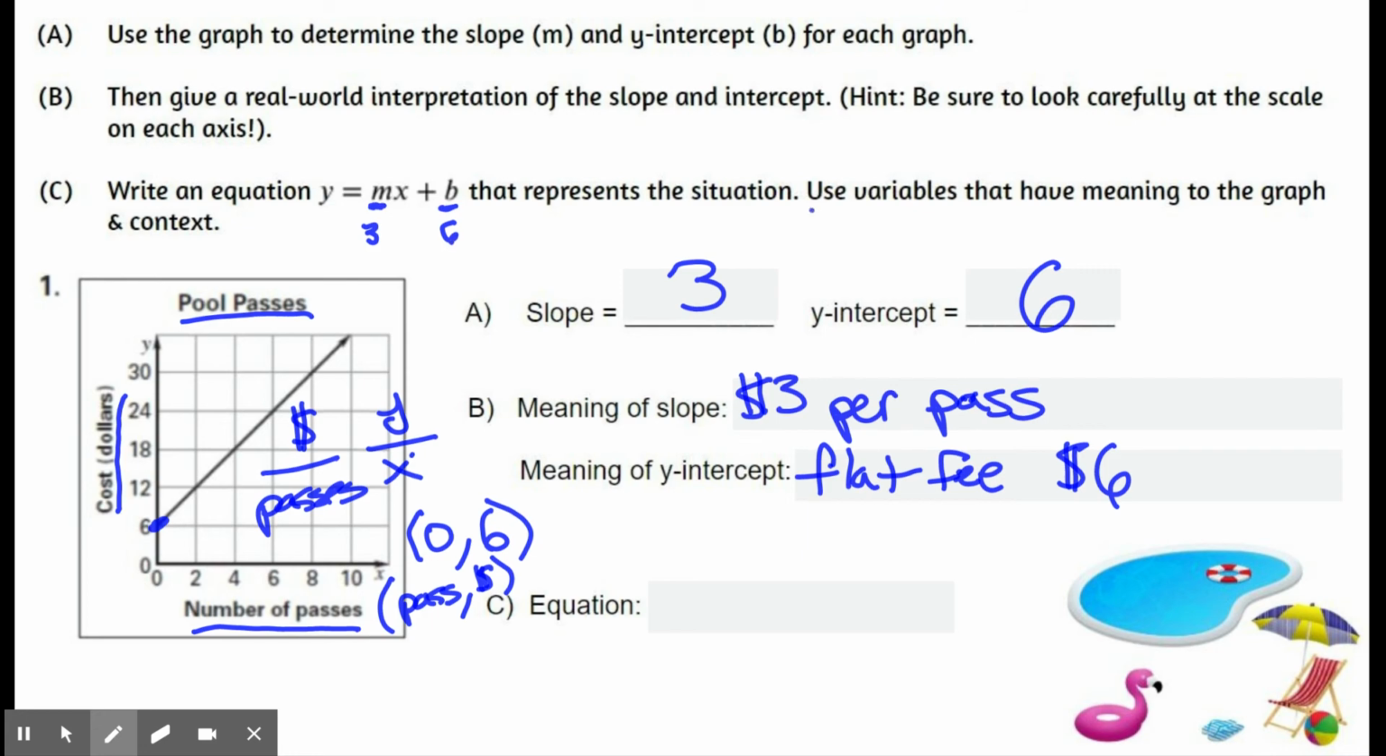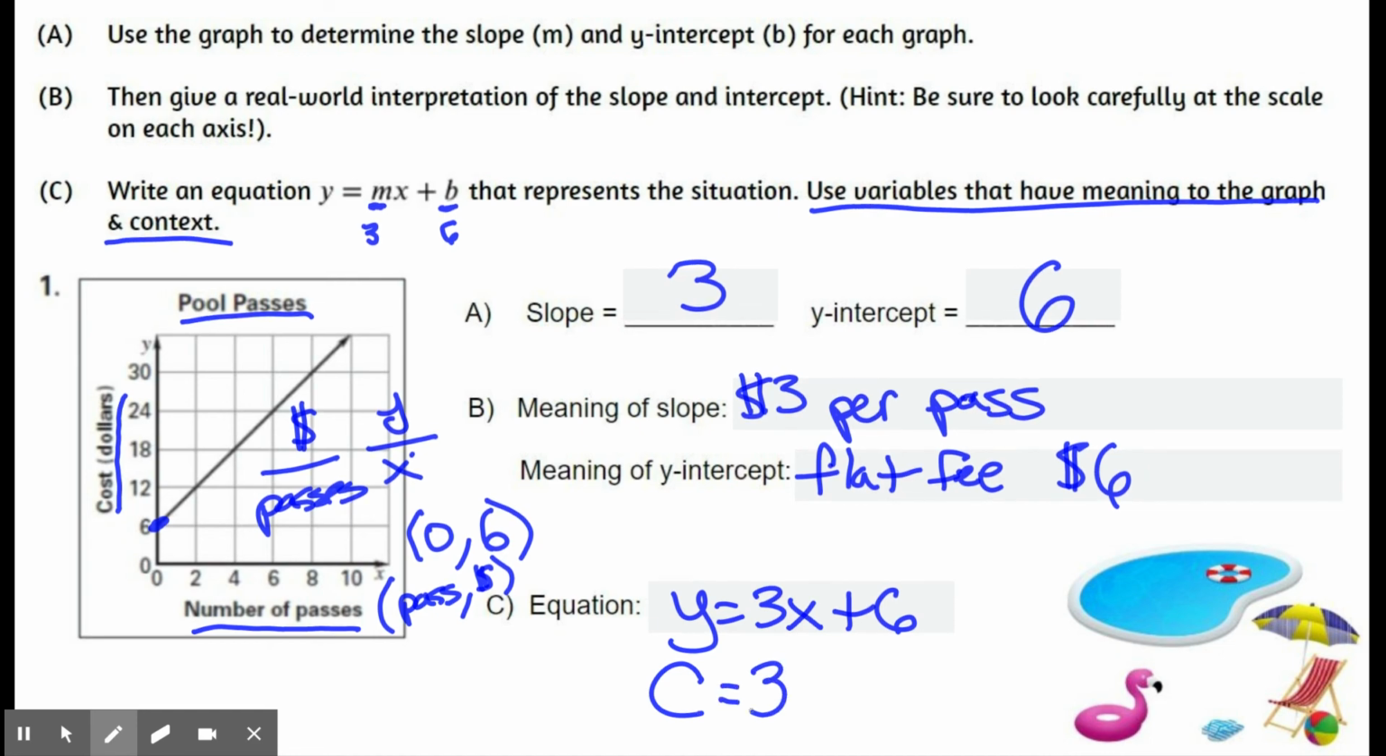Now, I just want to quickly talk about what this means. Use variables that have meaning to the graph and context. So you very well could give me the answer y equals 3x plus 6 and be done. But sometimes in math, when we're talking about a real life situation, we want to use variables that make sense. So for example, y is talking about the cost in dollars. So we could use the letter C instead of y.